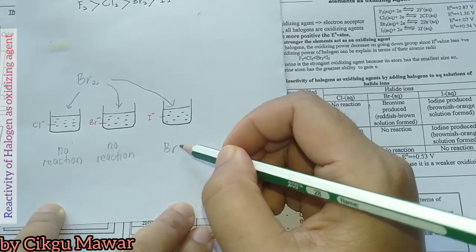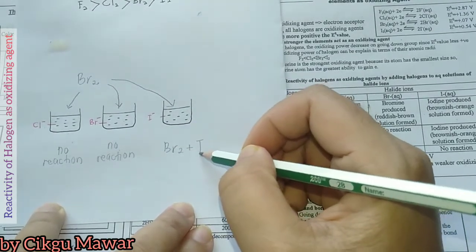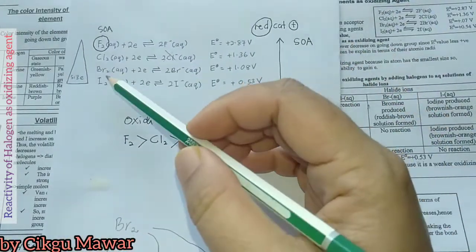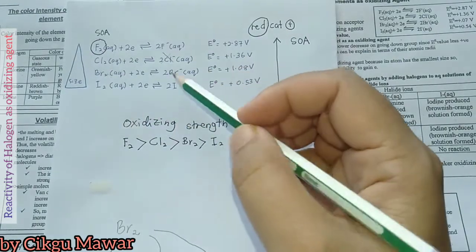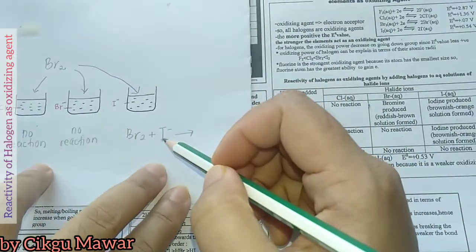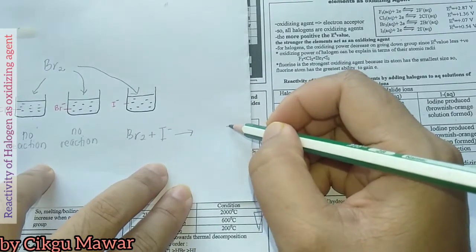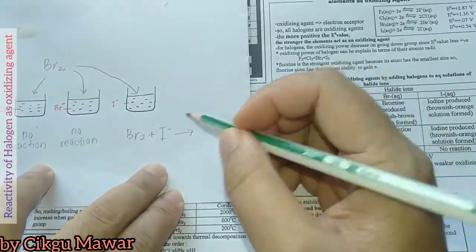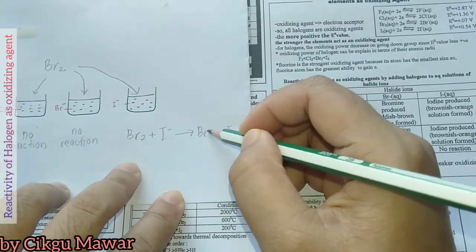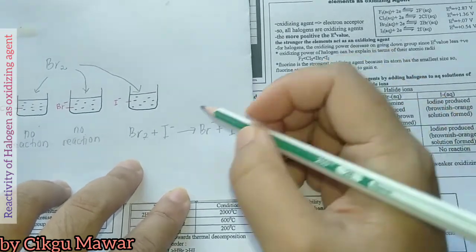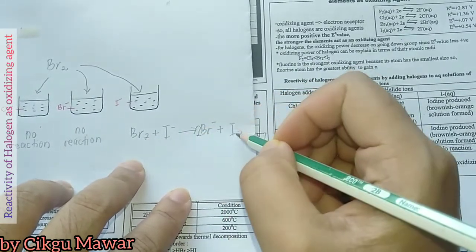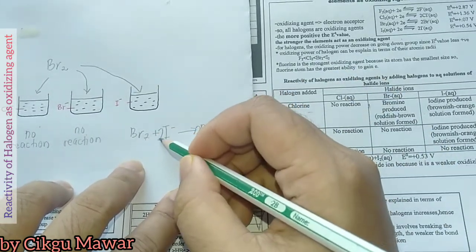So let's write the equation. Bromine is able to oxidize iodide to form iodine, and bromine itself will be reduced to bromide ion. Finally we just balance the equation, 2 and 1 is 2.